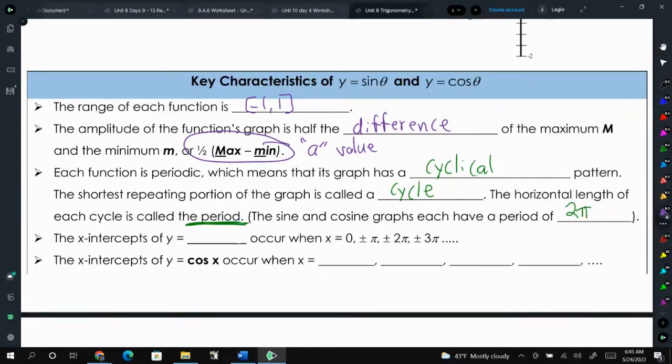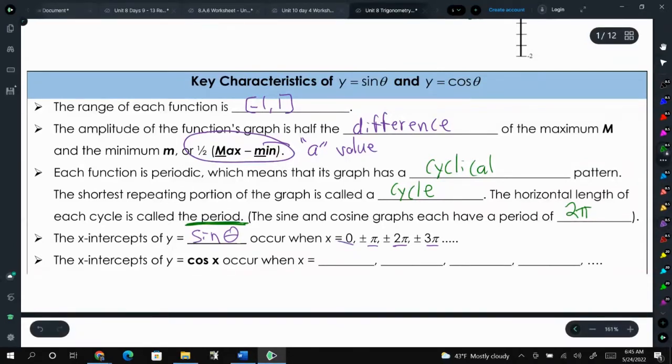So it would make sense that sine and cosine graphs start repeating themselves every 2 pi. The x-intercepts of sine of theta occur when sine is 0. So at 0, pi, 2 pi, 3 pi, and so on.